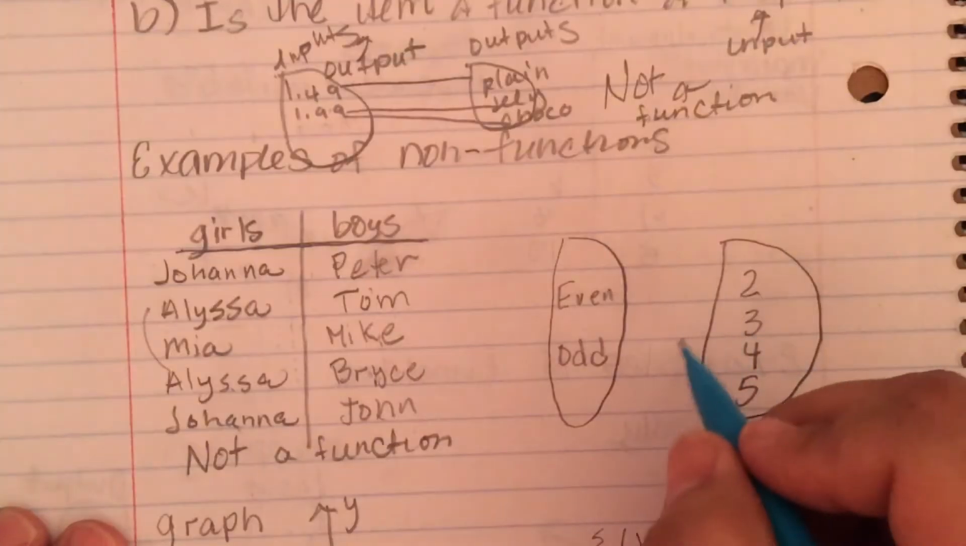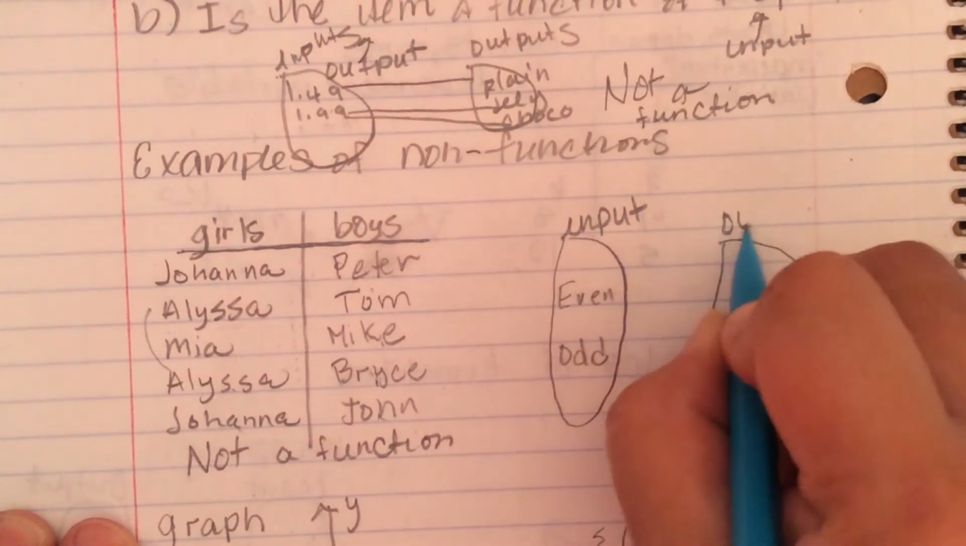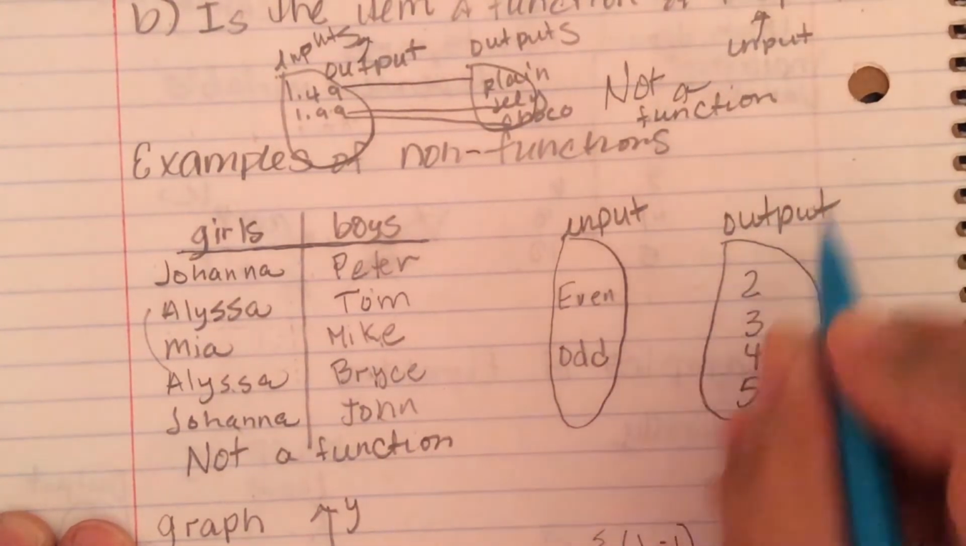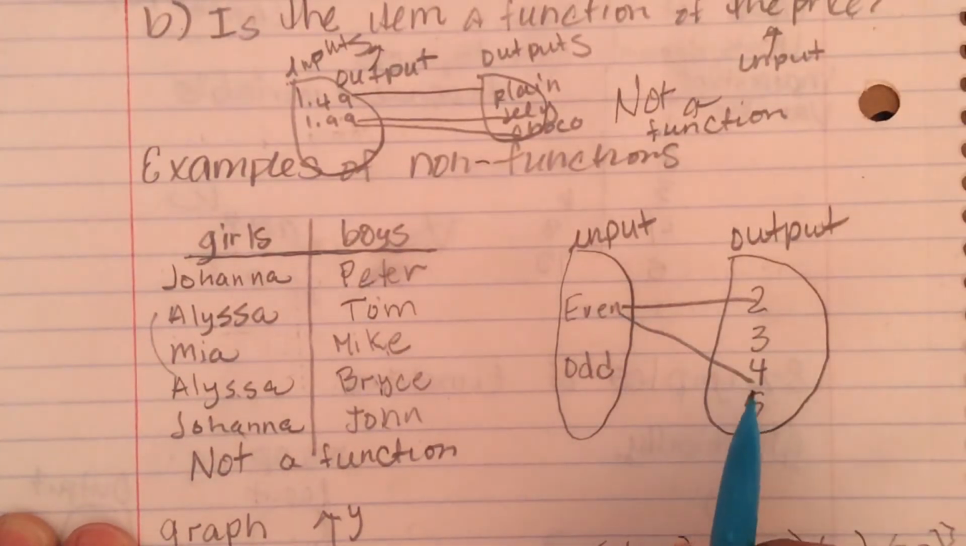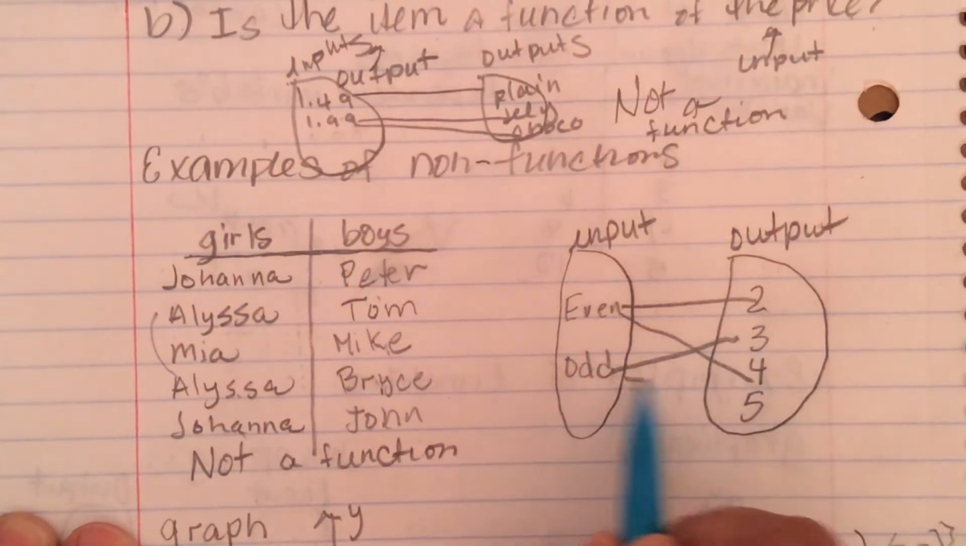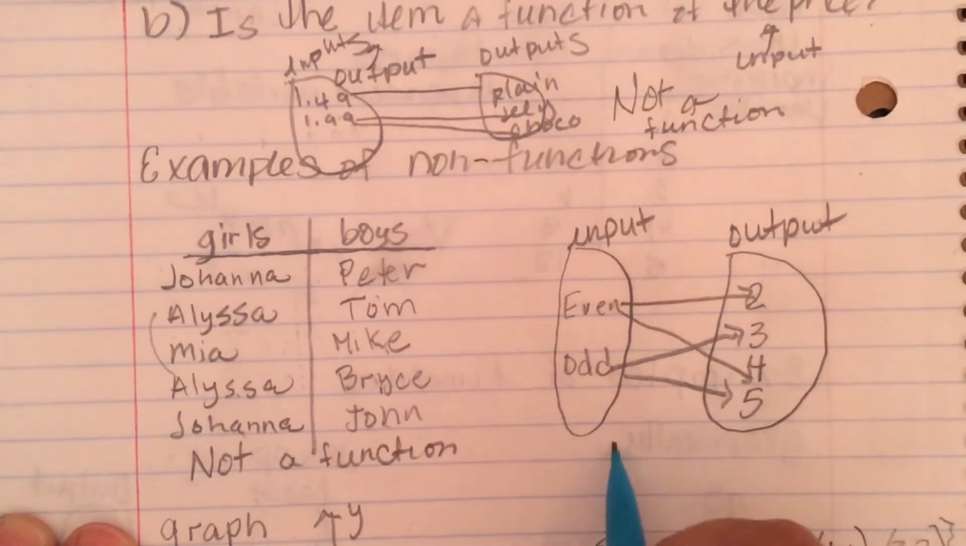Okay, so what if you have a mapping? This is your input, output. So then even: 2, 4. It's going out with two different numbers. Odd: 3 and 5. Going out with different numbers, so not a function.